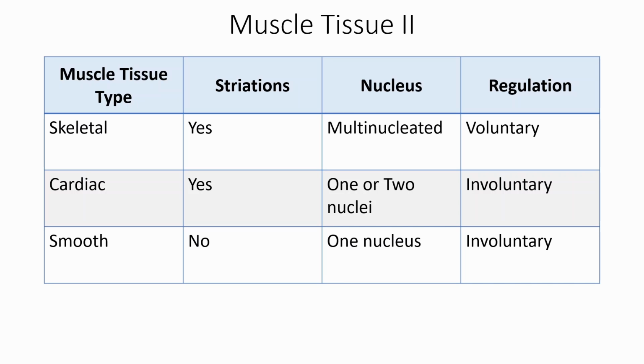And then lastly, we get to smooth. Smooth, the striations do give away smooth, because smooth does not have any. And so because there are no striations, if you see that, you know you're dealing with smooth muscle. They also only have 1 nucleus, just like cardiac can.